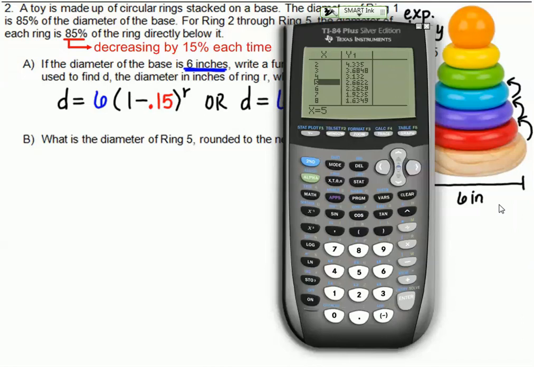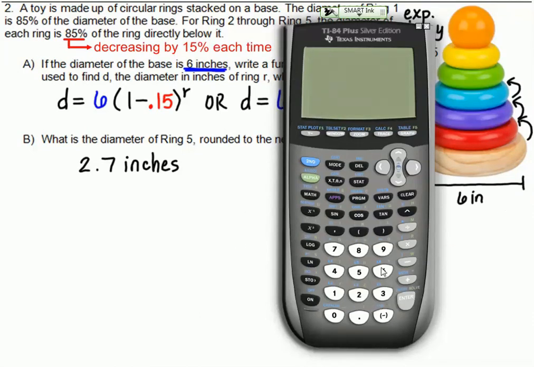So we would approximate that to be 2.7 inches. Remember, you can also go to your home screen and take that 6 times 0.85, and instead of raising it to a power of x, actually plug in the ring number, which is 5, and you get the same answer.